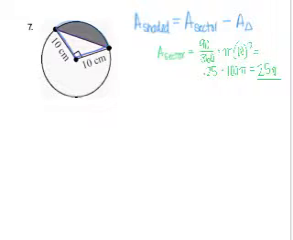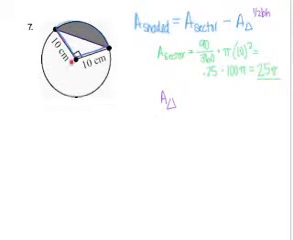So now I have to find the area of the triangle. Well, the area of a triangle is 1/2 base times height, remember? But that has to be a right angle. So when I look at this right here, I do see a right angle, so the base is 10 and the height is 10. So it's going to be 10 times 10 divided by 2, which is 50.